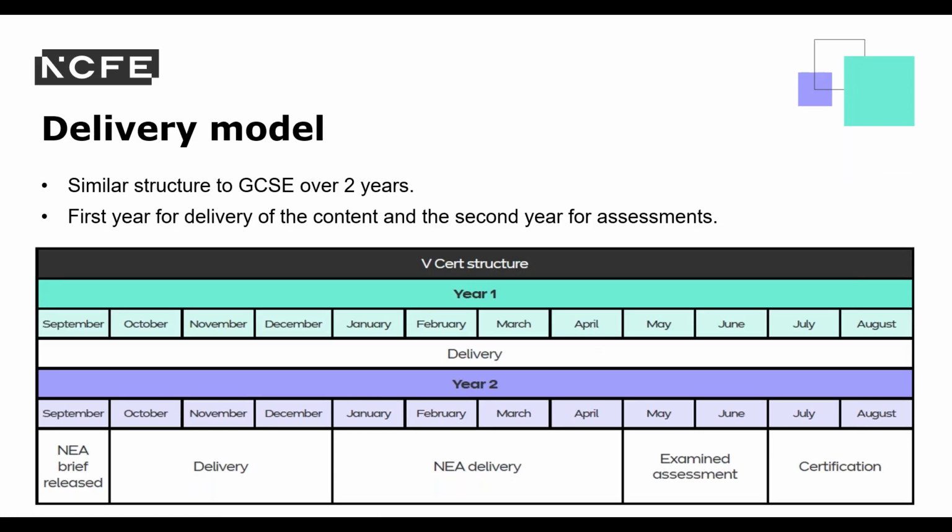This slide shows a typical 2-year delivery model. Now, this is only a suggestion and it is there to help illustrate the new structure so that you can visualize how it's going to work for you. It essentially follows a very similar structure to that of a GCSE in that the first year is for delivery, where there are no summative assessments, and the second year is the assessment year. It has been designed this way to allow the first year of delivery to be focused entirely on teaching the qualification.